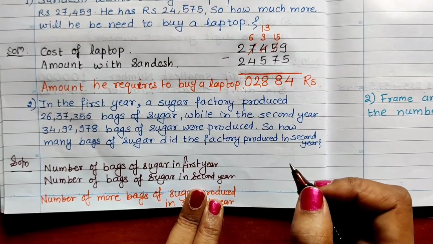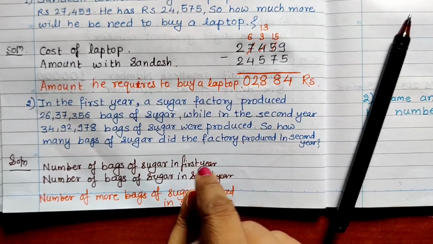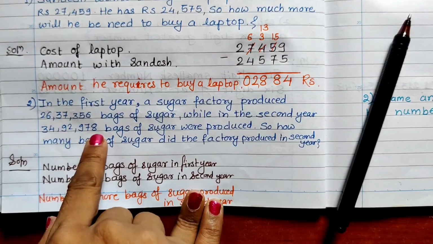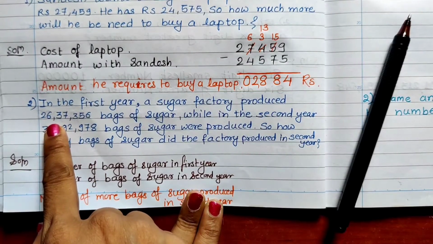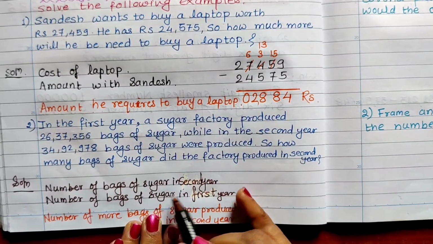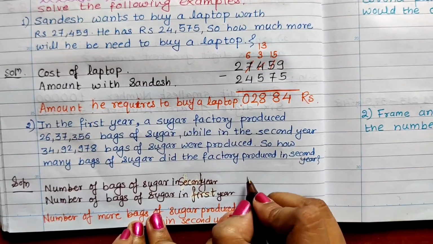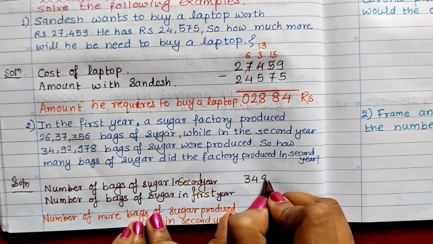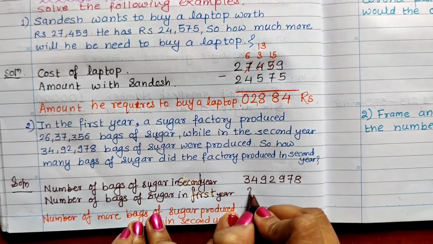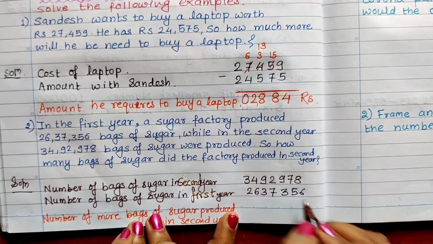Okay, so I have made a mistake. You don't do it. I will be making the correction. First we have to write the second year bags, and then the first year bags, because in the second year the number of bags are more, in the first year the bags are less. So I have done the correction. Number of bags of sugar in second year and number of bags of sugar in first year. Now second year 34,92,978. First year 26,37,356. Now subtract.